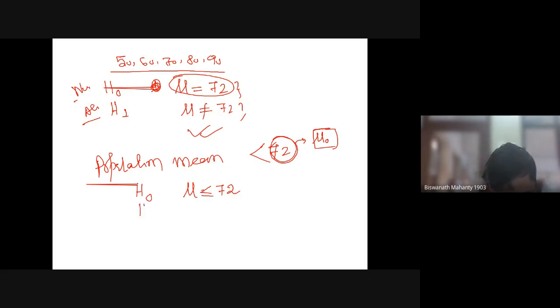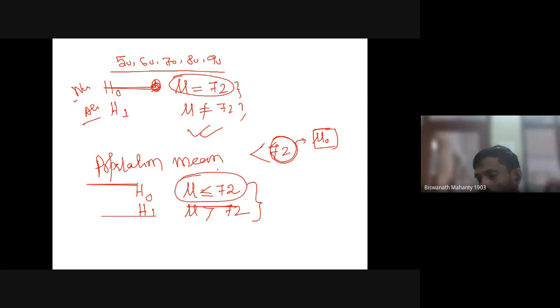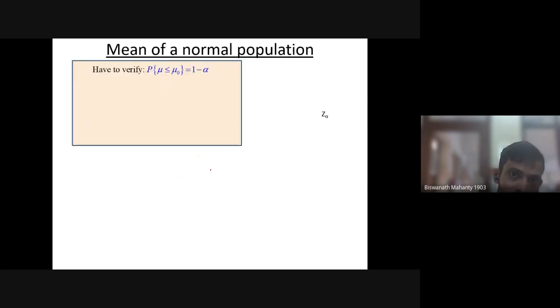The alternate hypothesis, for example, I am asking what will be the alternate? Mu is less than 72, so the alternate is mu is greater than 72. So I am making two statements. I have to validate, so I will try to validate whether this is true or not. This is my intention. Now coming to the slide.